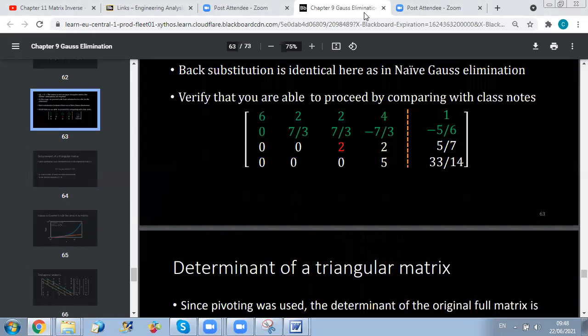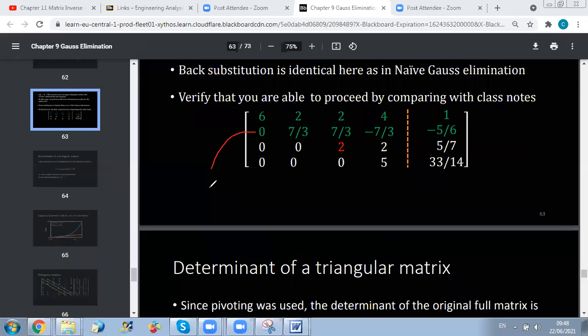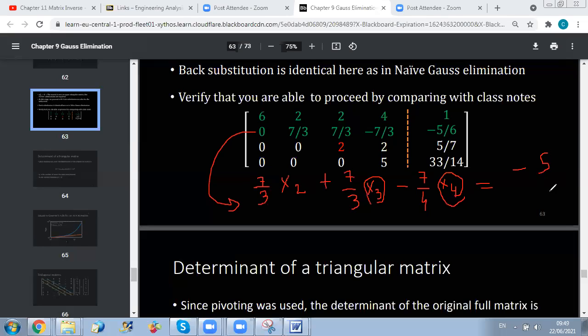So now if you want to find x2, you will say that 7 over 3 x2 plus 7 over 3 x3, and x3 was already calculated from the previous step, minus 7 over 3 x4, also already calculated, so I know it, equals minus 5 over 6. So now I can calculate x2. And if you want, we can develop the general rule as follows.